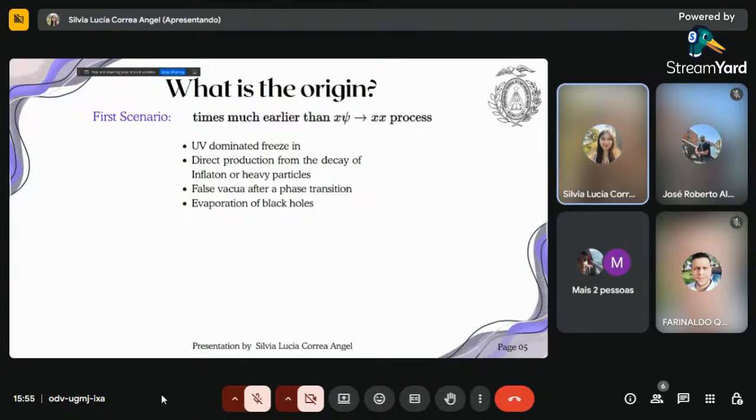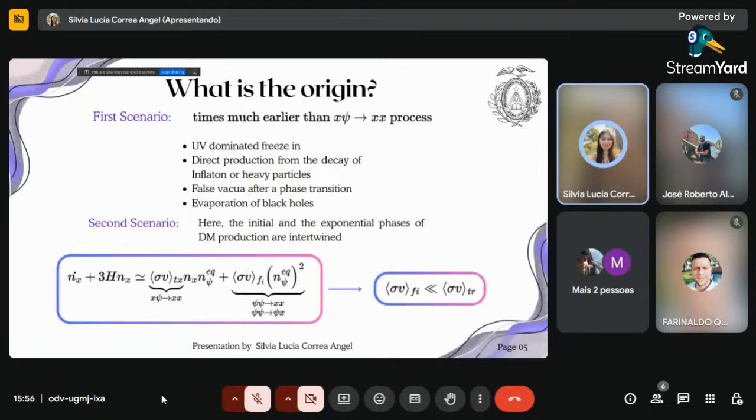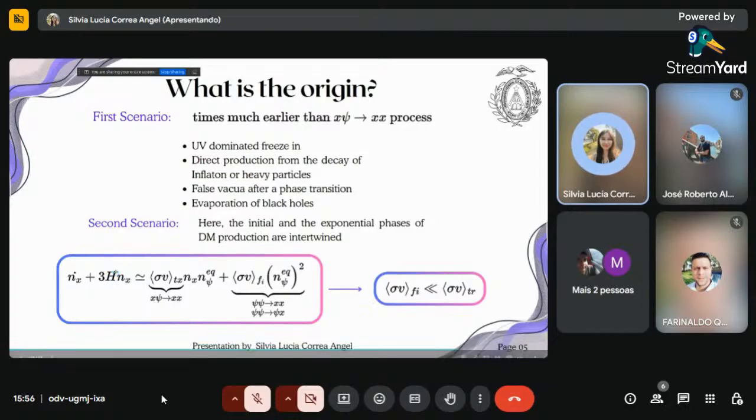And they also have a second scenario where we cannot distinguish the line that separates these two phases, the dark matter production and the exponential growth. So they are saying that maybe those processes can happen at the same time and they are related. In order to illustrate this, they have applied it to the freeze-in, because in the second scenario this is the most interesting one.